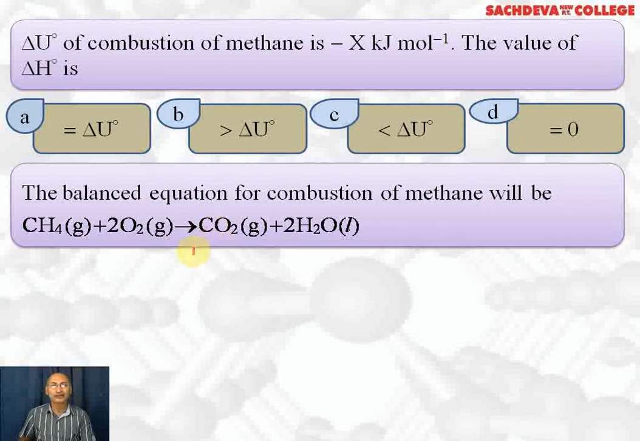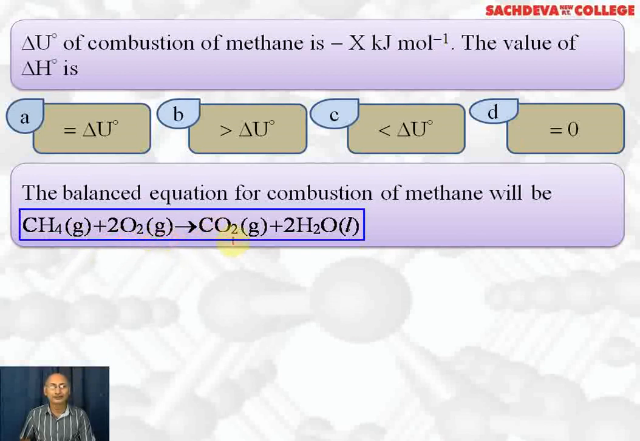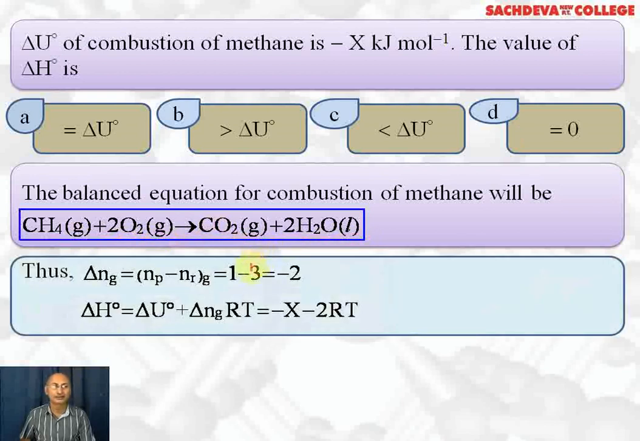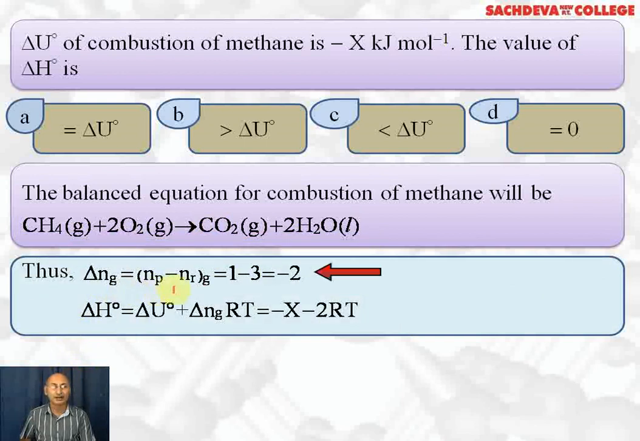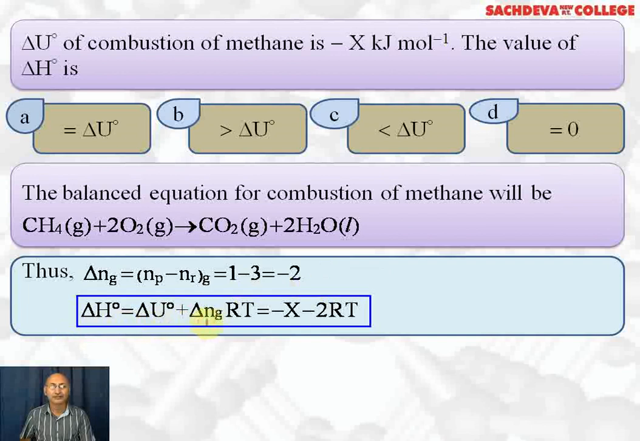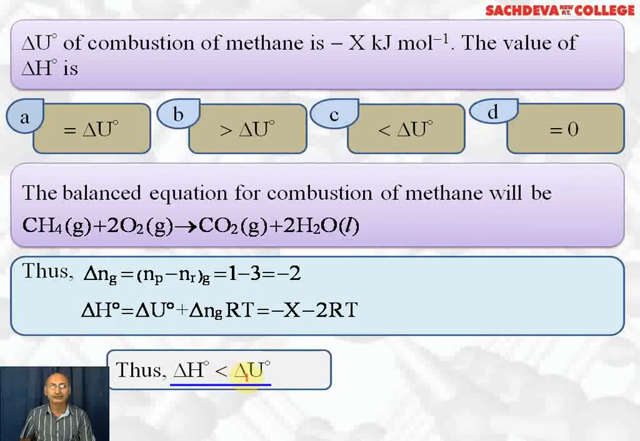To solve this question, the first step is to write the balanced chemical equation. Methane gas plus 2 oxygen gas gives you CO2 gas plus 2 water liquid. The next step is to find out delta N. Delta N is the number of moles of gaseous products minus the number of moles of gaseous reactants. There is only 1 mole of gaseous products and 3 moles of gaseous reactants. 1 minus 3 comes out to be minus 2. The formula is delta H standard is equal to delta U standard plus delta N into RT. So it is minus X minus 2 RT. It means delta H will be less than delta U. The correct answer is C part.